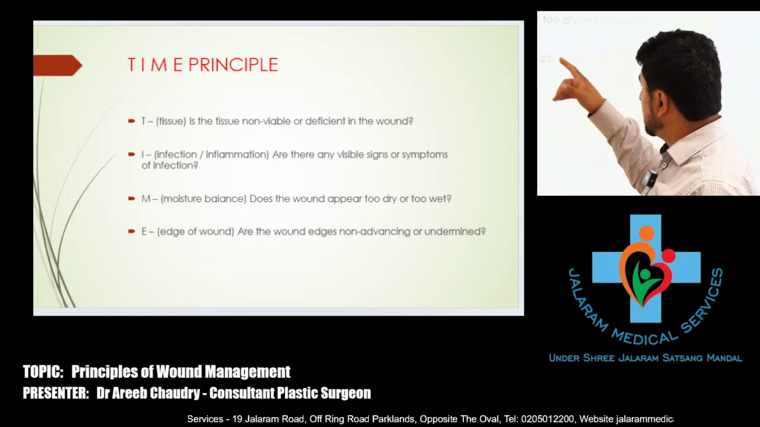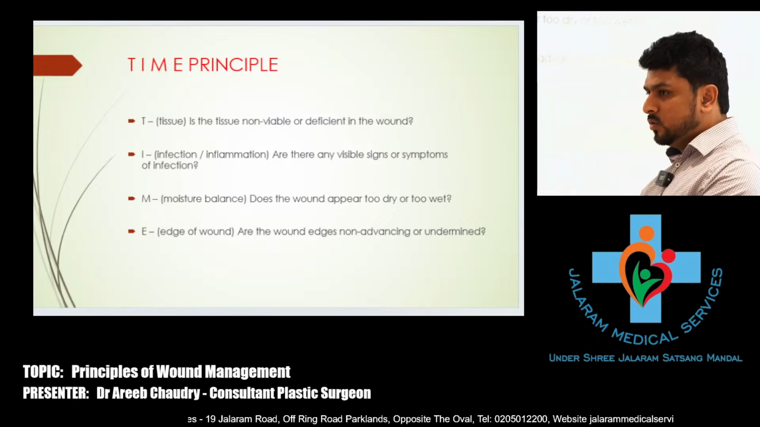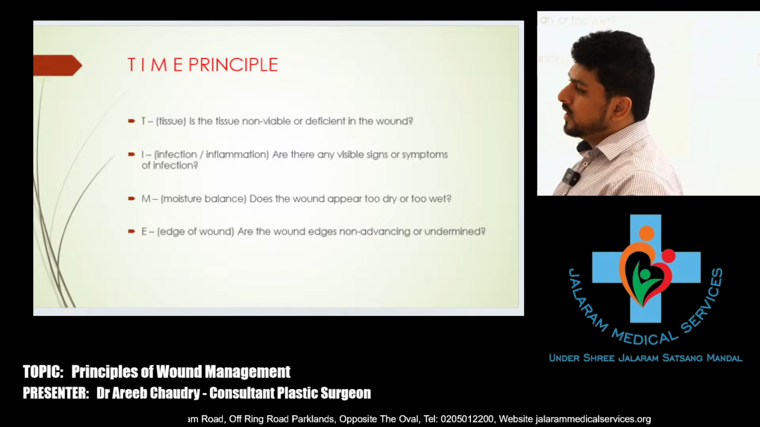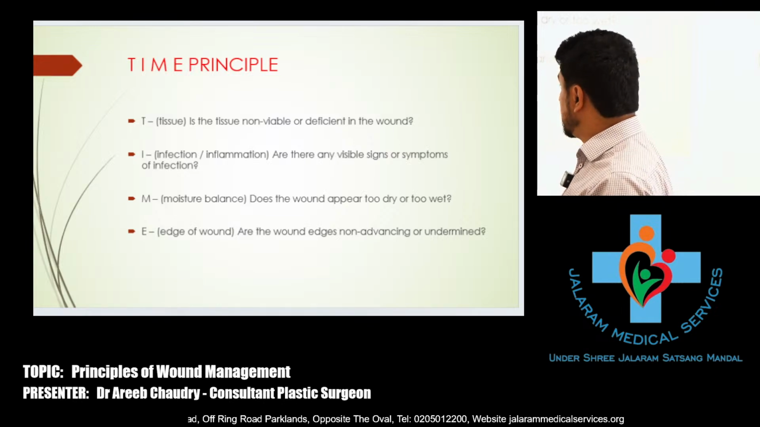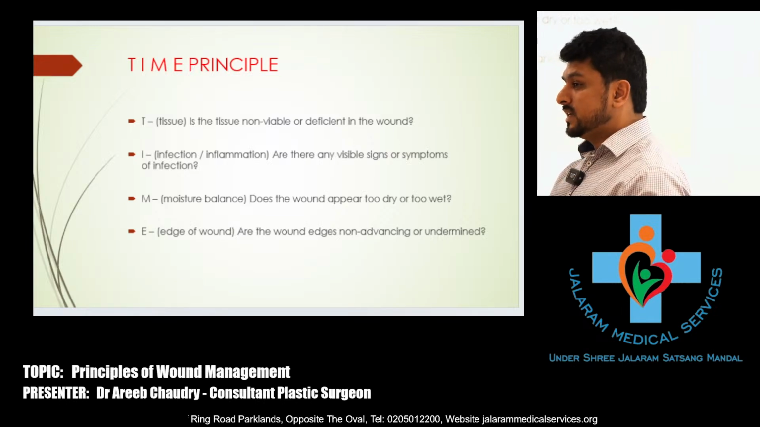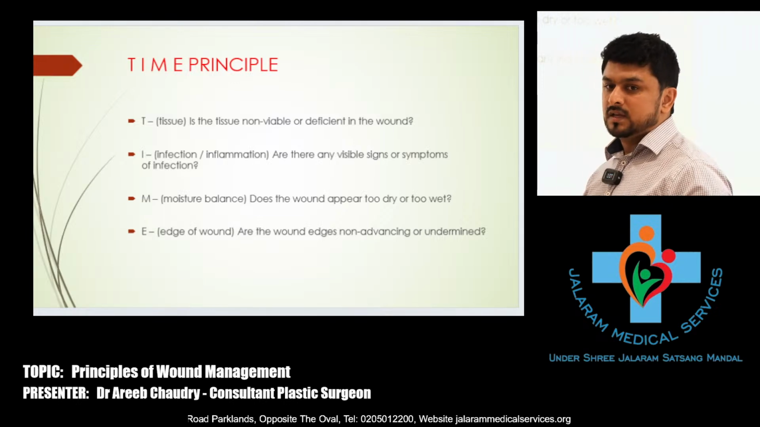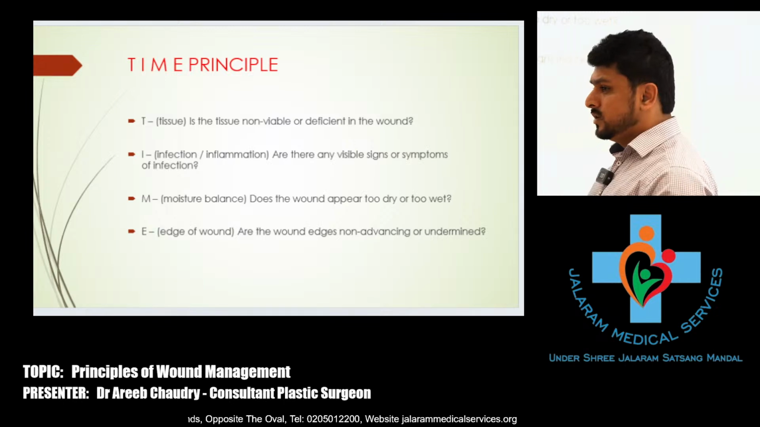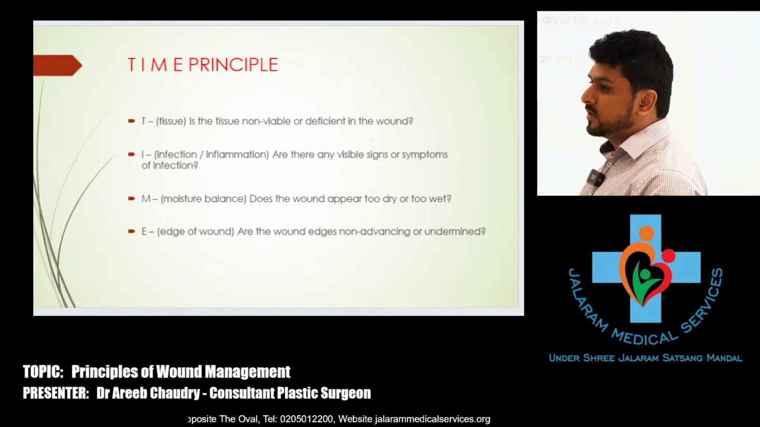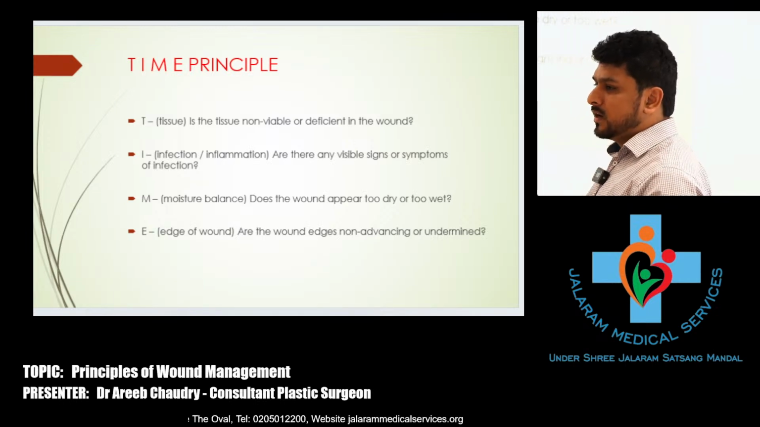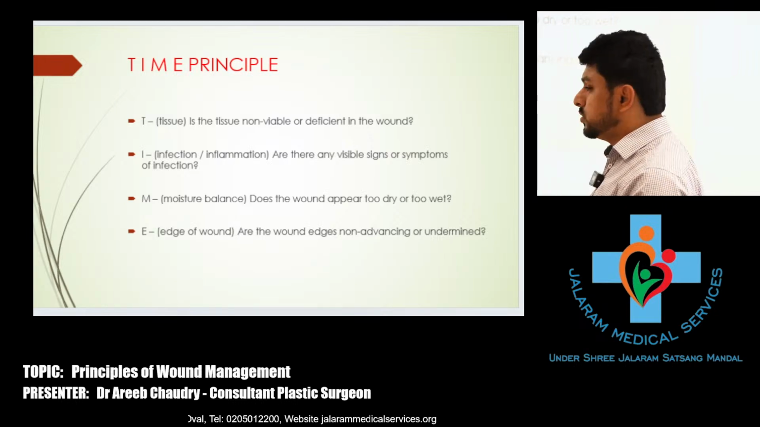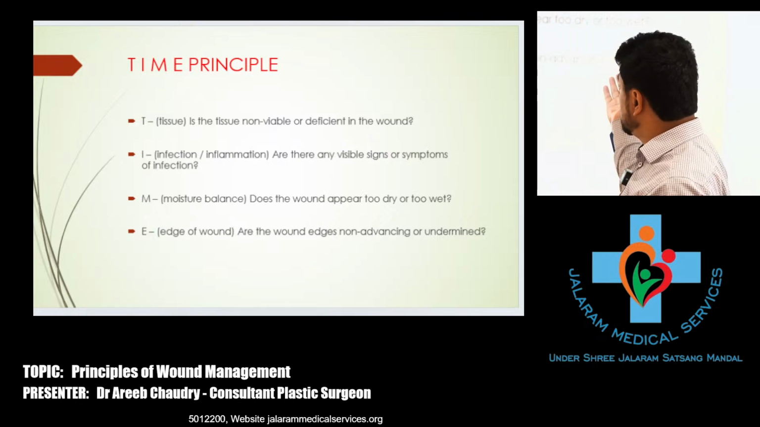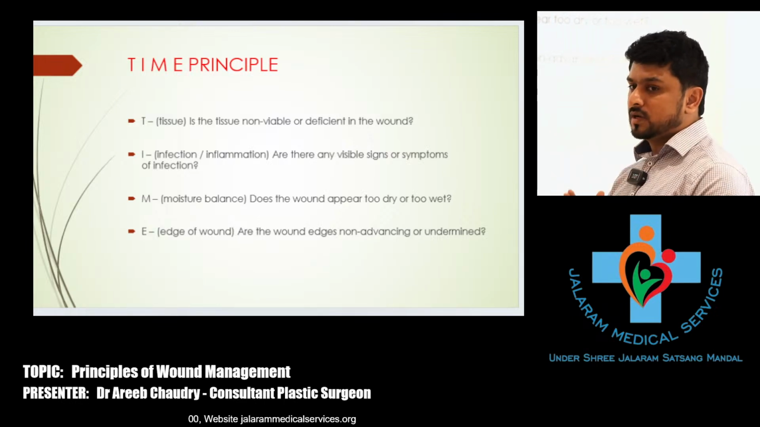So for example, let's look at the tissue. How is the tissue? You're looking at both the edges and the wound bed. Is the tissue viable or non-viable? That's the first thing you need to look at. Secondly, you need to look at infection or inflammation. Is there any infection? Is there any inflammation? How do you look at this? You look at the exudate, the amount of slough, the amount of necrotic tissue, smell, any change in color of the exudate, the color of the tissue, and biofilm formation. Those are the things you need to look at in terms of infection or inflammation.